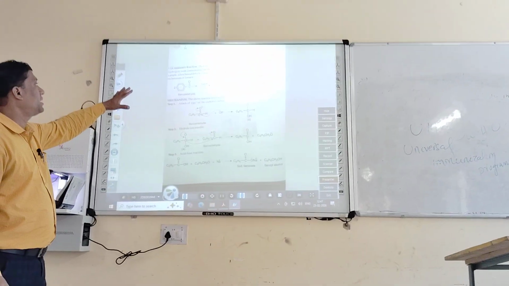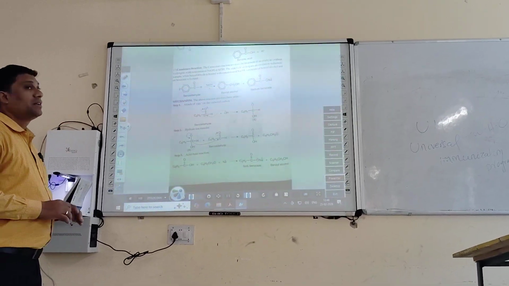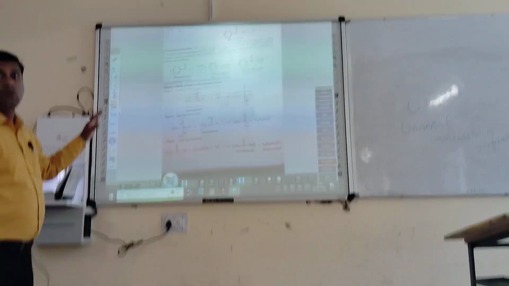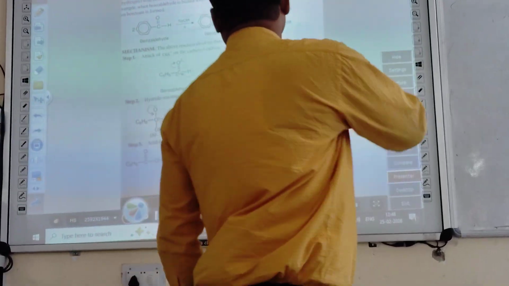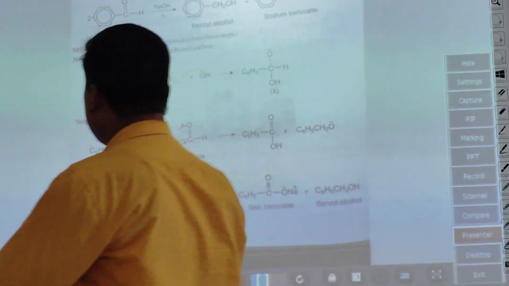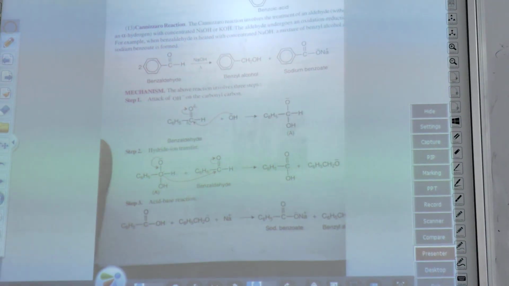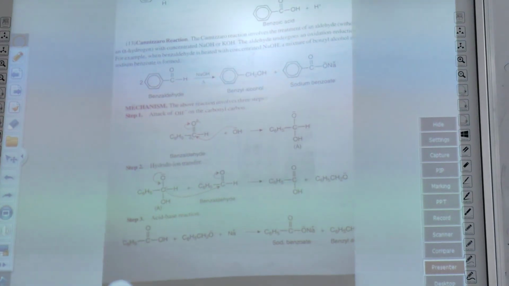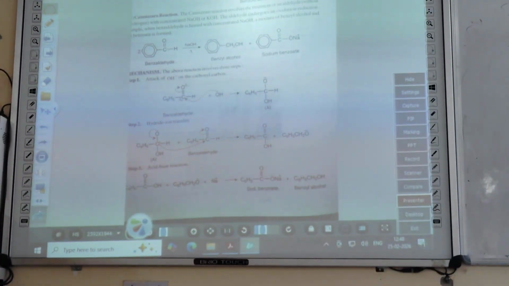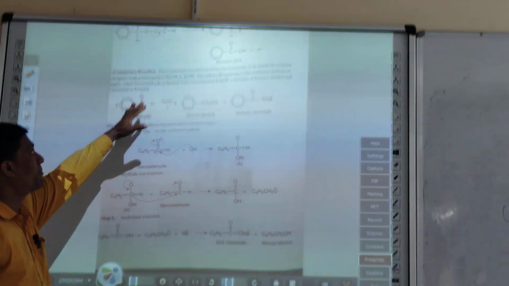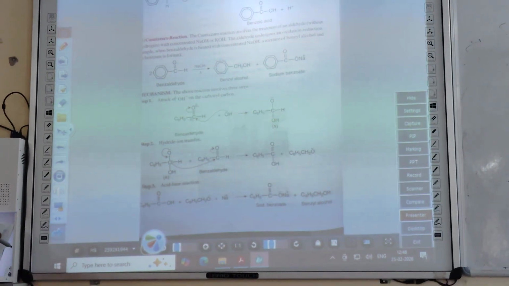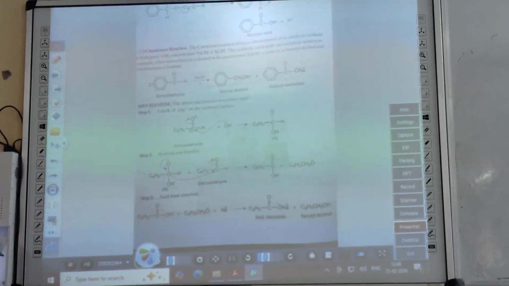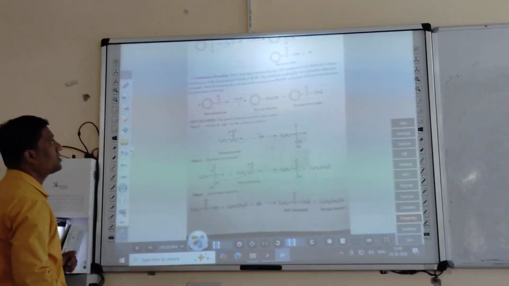Description of the Cannizzaro reaction. Listen carefully. The Cannizzaro reaction involves the treatment of an aldehyde without alpha hydrogen atom with concentrated NaOH or KOH. In the presence of a strong base, that is NaOH or KOH, the aldehyde undergoes an oxidation reduction reaction.